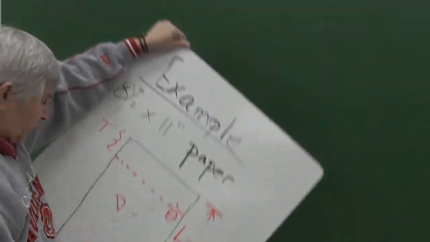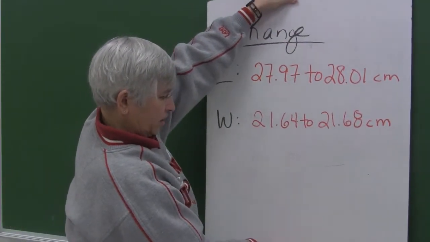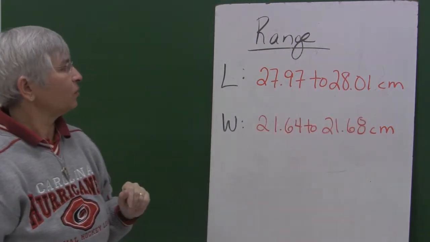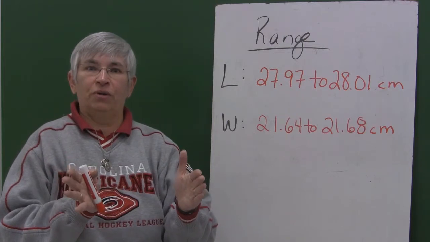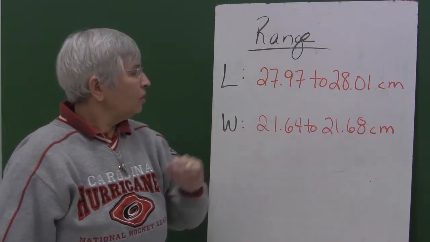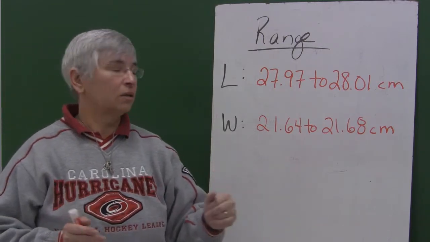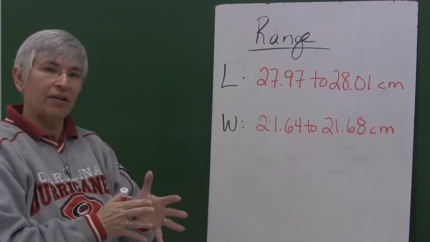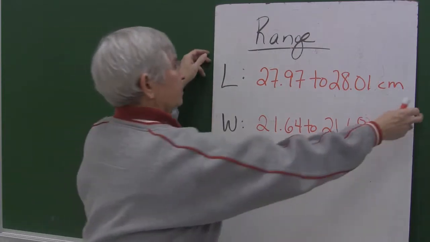Before doing that, one of the things that I want to make sure we are clear on is that we are dealing with a value that can range for the length from 27.97 to 28.01. That's what I mean by plus or minus 0.02. The same is true for the width. It's 21.64 all the way up to 21.68. So we've got to keep that in mind, that I can have a low value and I can have a high value, and how does that combine when I do my math?